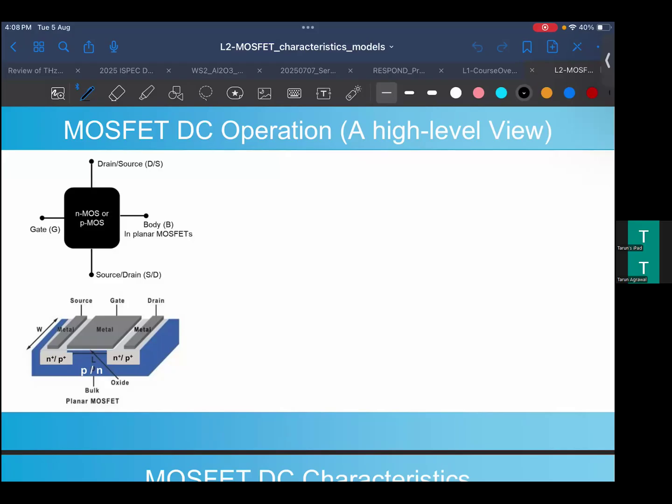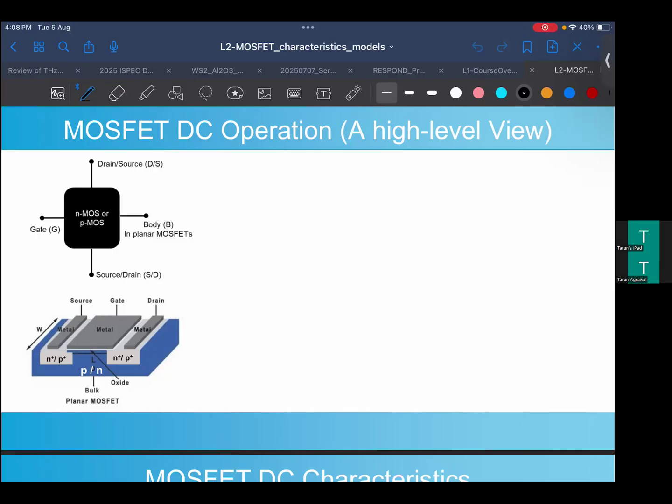In this short video, we'll go over the first bit of the course related to MOSFET DC operation. The idea here is to give you an overview of MOSFET DC operation rather than going into the device physics, which you would be learning in other courses, either in your bachelor's or in your master's.